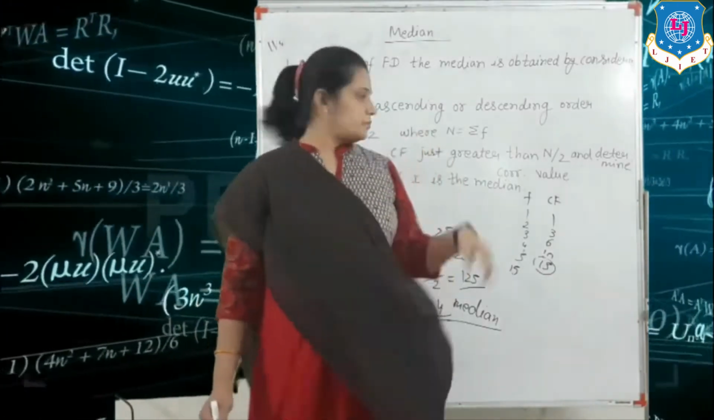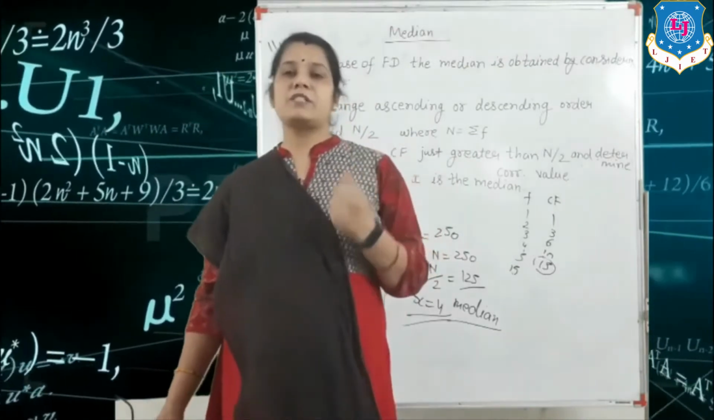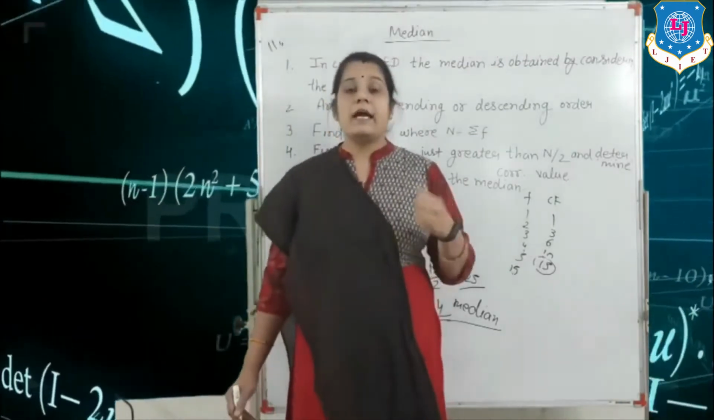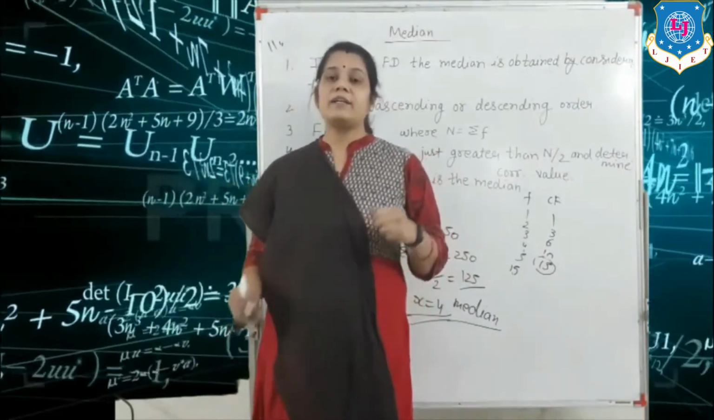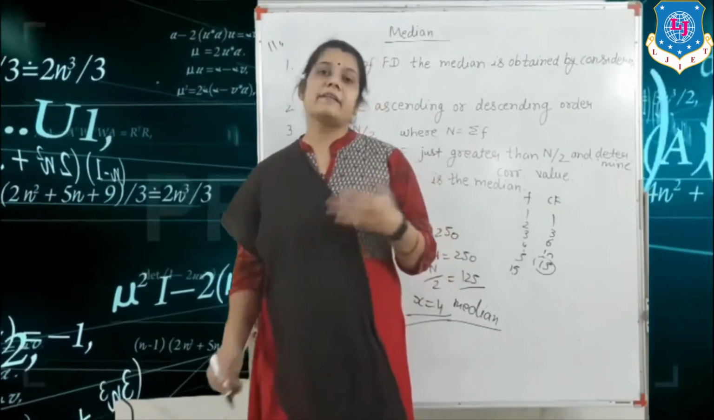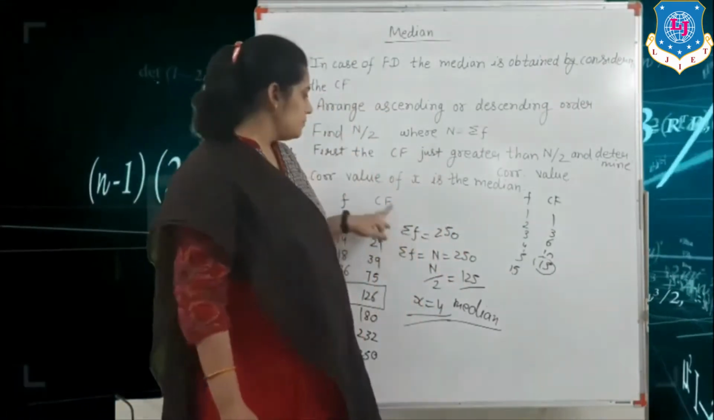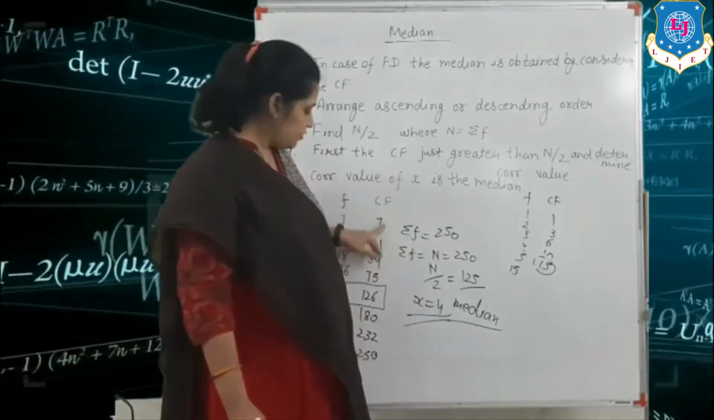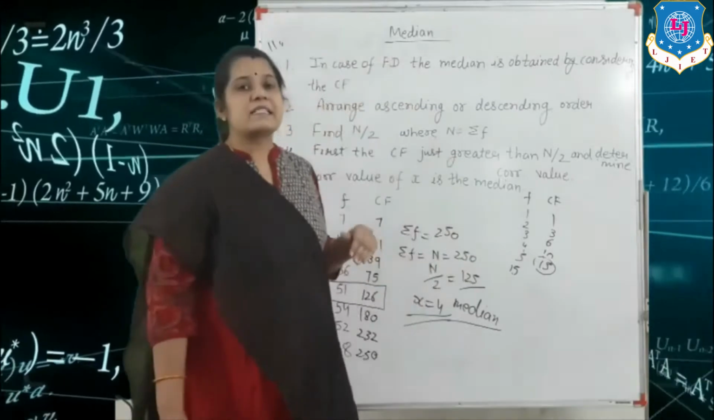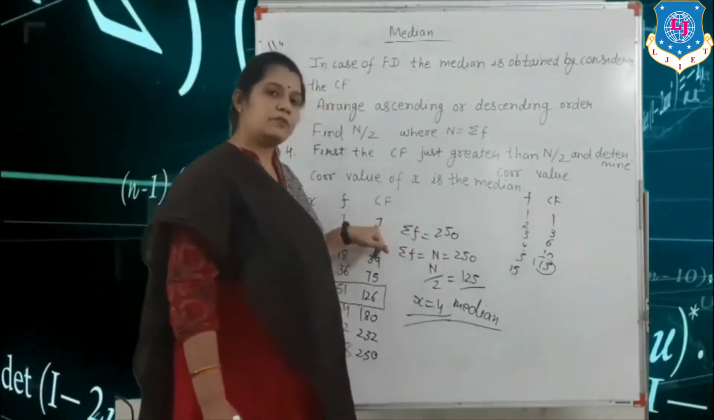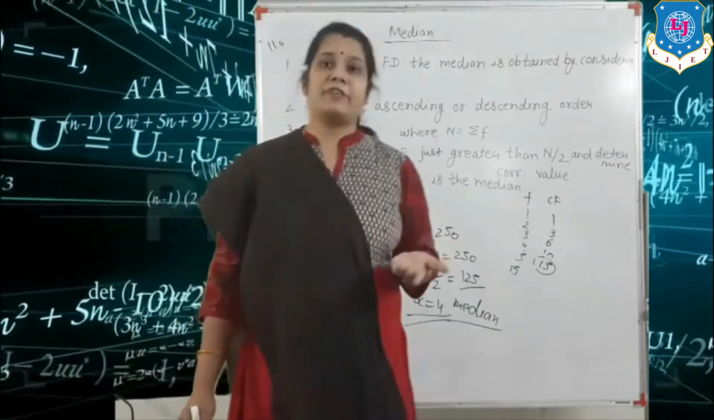Okay. So in the median, we have two types of questions. The first one is the less than frequency and the second one is the greater than frequency. So how do we classify the less than frequency and the greater than frequency? One important point is that if your CF is given in ascending order, that means from small number to large number, then this is your less than frequency distribution.